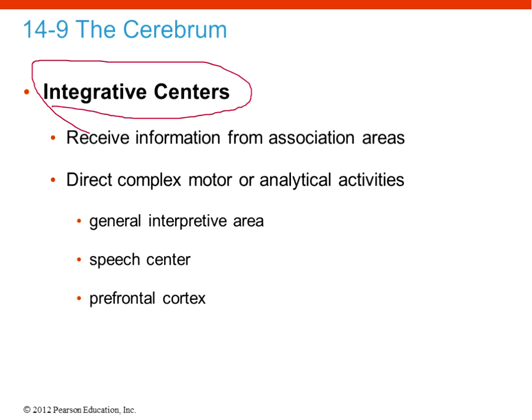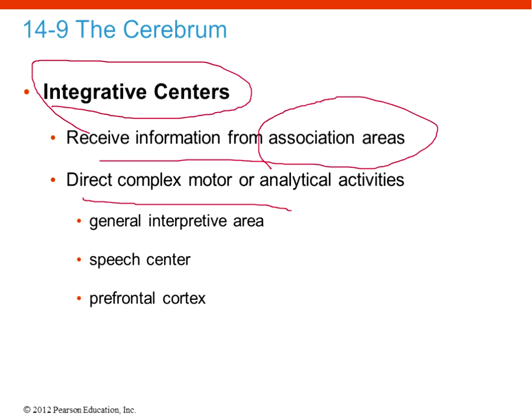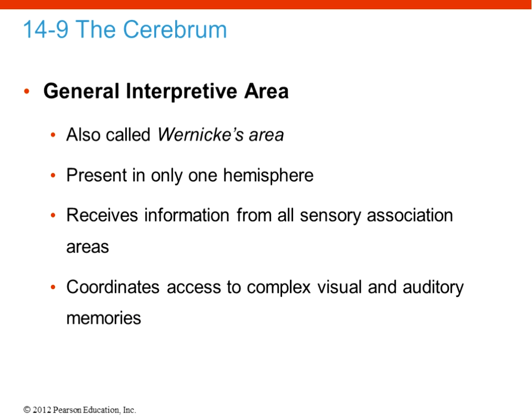And then finally, integrative centers take it even a step further and take this information from the association areas and direct much more complex and analytical types of responses. So the general interpretive area, the speech center, and the prefrontal cortex are all examples of integrative centers. And just like I said, integrative, right? It's taking information from different parts and making sense of all these things.